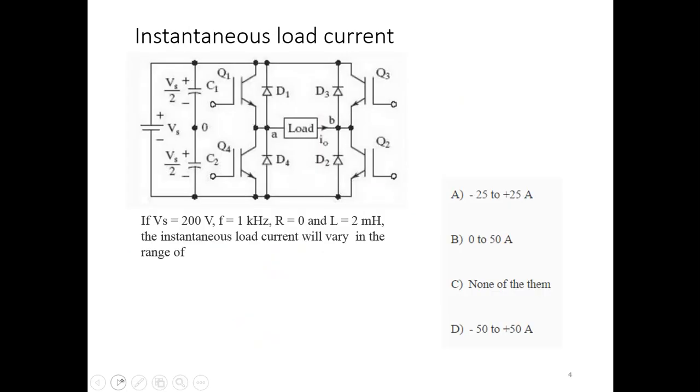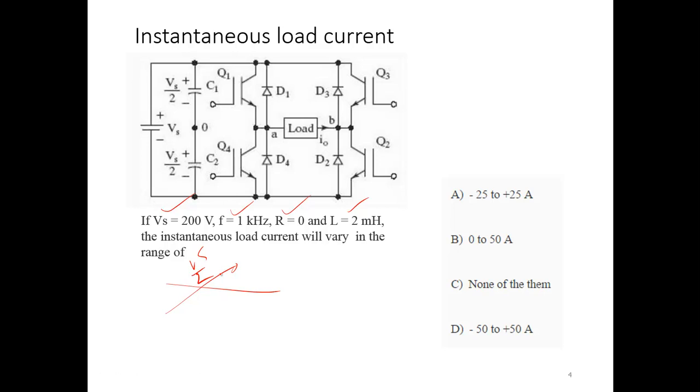Now you can find out the instantaneous current. If you know Vs, you know the F, you know the R0, you know the L, the instantaneous load current will vary in the range of, you can find out, since there is no load there, how much the ripple is there, 50% on 50. You know the voltage, you know how the current will rise. The current will rise with slope Vs by L. You should be able to carry that out and find it.